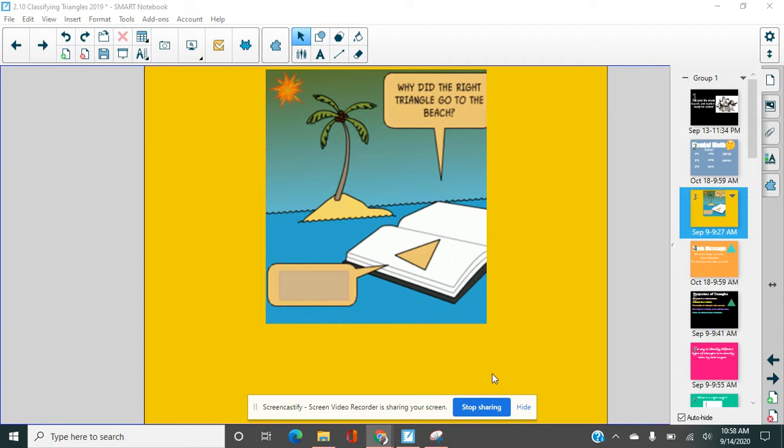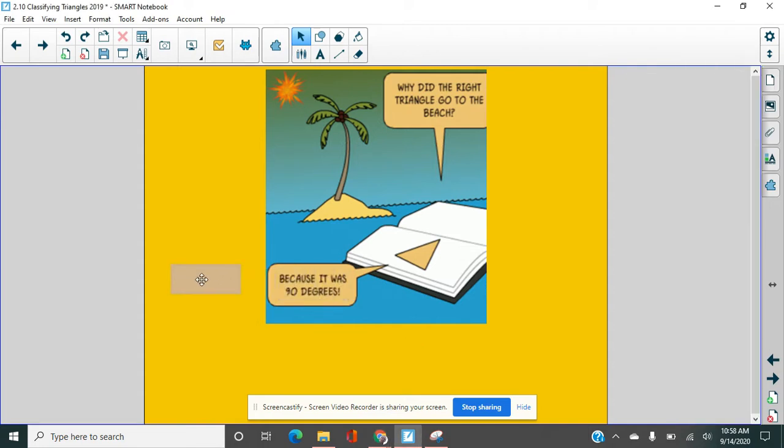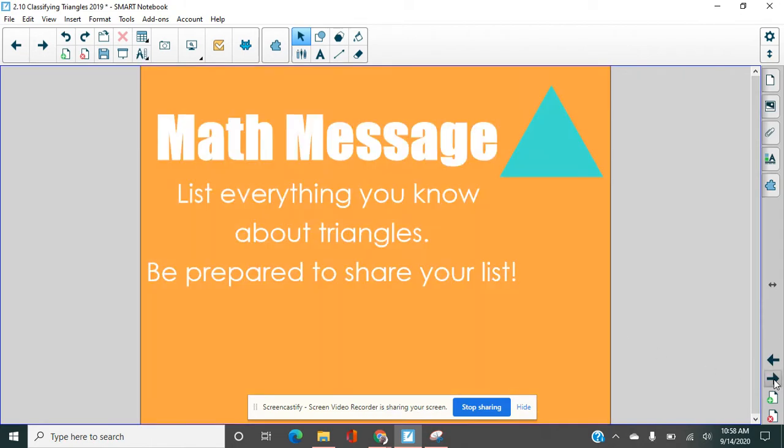All right. Why did the right triangle go to the beach? Take a guess. Let's see. Why did the right triangle go to the beach? Because it was 90 degrees. All right, now if you don't understand that joke, you will in just a few minutes here. 90 degrees, not temperature degrees, but degrees that it is open.